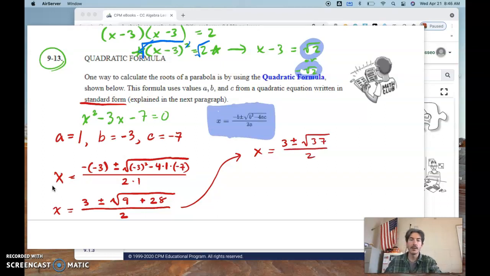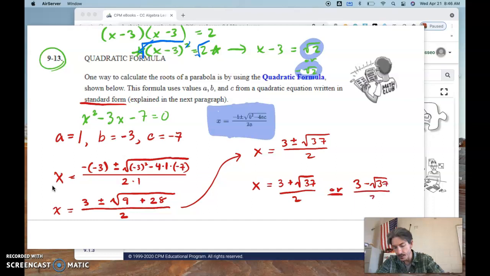And here's where you could probably leave your answer. Okay, 37 we know is not a perfect square because 36 is a perfect square. Square root of 36 is 6, square root of 37 is 6 point something. So if your teacher tells you to go ahead and round it with a decimal approximation, go ahead and do so. But I would tell my students to leave this as 3 plus the square root of 37 divided by 2, or 3 minus the square root of 37 divided by 2.